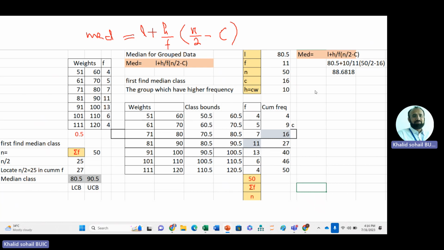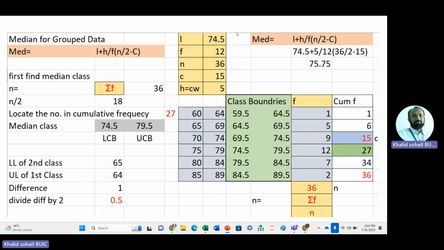So the median is 88.68. We have another question as well. Here was the data. First, we calculated class bounds, then we added the frequency, and then we calculated our cumulative frequency. In the median class, here N by 2 is basically 18. We check this 18 in the cumulative frequency, and it lies in 27. So our median class is 74.5 and 79.5, which is written here separately.